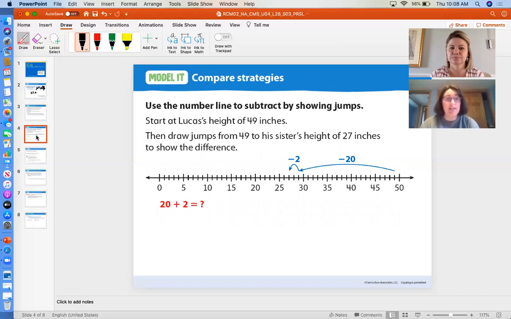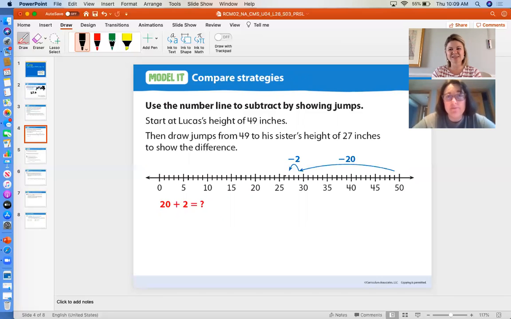So this one is the number line too, except instead of adding up, they went back down, right? So we know this is another strategy we can use. Here they started at that 49, right? And then they jumped 20 backwards to get to 29. Okay, we have to know our subtraction there. And then they did another 2 backwards, which got them to the 27, which is where his little sister started.